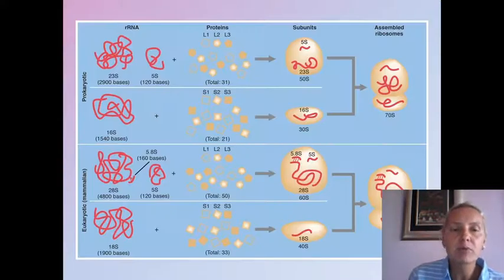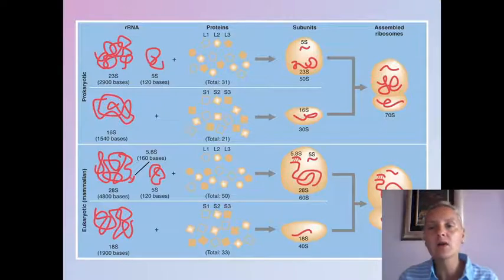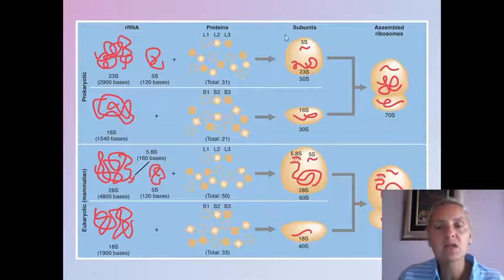So in prokaryotes, you have only 3 different types of rRNA forming 2 subunits of the ribosome. If you take a look at this slide, one prokaryotic ribosome is 70S in size, and it contains the large subunit and the small subunit. The large one is 50S, the smaller one is 30S.